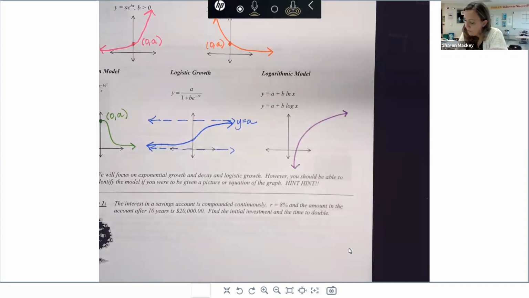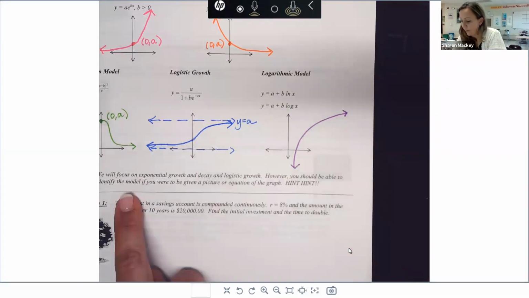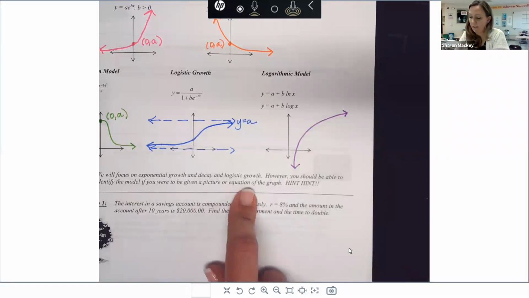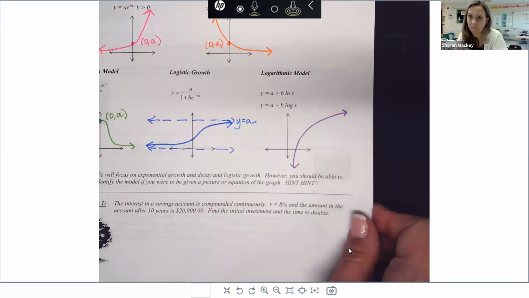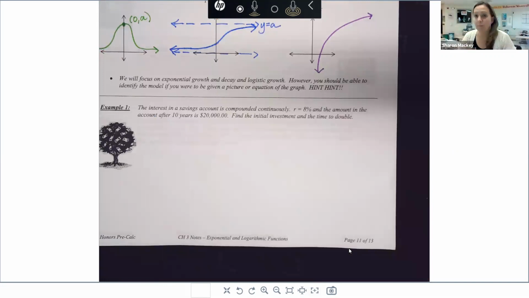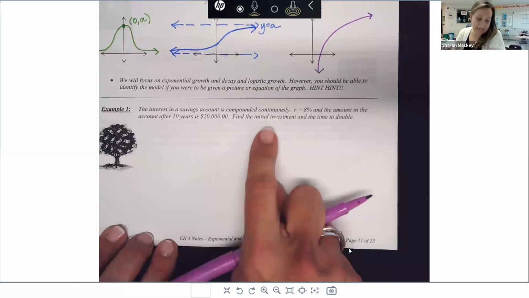So just make sure, again, that you are able to identify the model if you were given a picture or the equation, so either one, just make sure you could match. That's it, okay? But let's look at modeling in general. And here's one that we've looked at before, the idea of interest. It says the interest in a savings account is compounded continuously. r is 8%, and the amount in the account after 10 years is $20,000. Find the initial investment and the time to double.